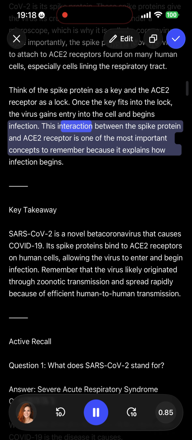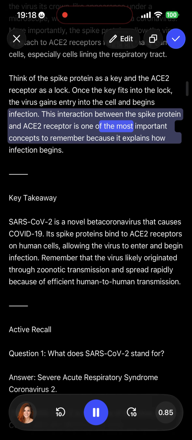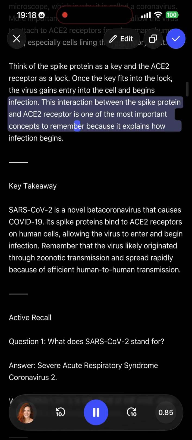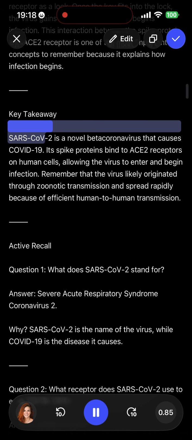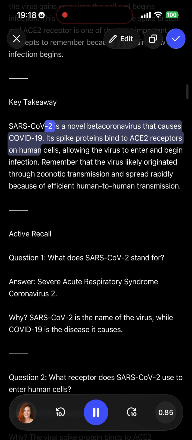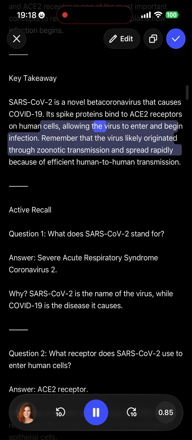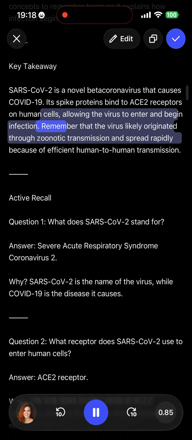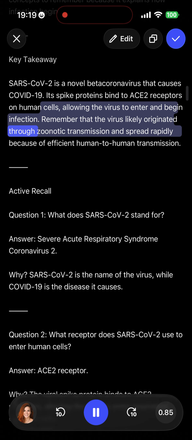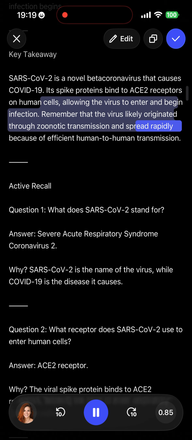This interaction between the spike protein and ACE2 receptor is one of the most important concepts to remember because it explains how infection begins. Key takeaway: SARS-CoV-2 is a novel beta coronavirus that causes COVID-19. Its spike proteins bind to ACE2 receptors on human cells, allowing the virus to enter and begin infection. Remember that the virus likely originated through zoonotic transmission and spread rapidly because of efficient human-to-human transmission.